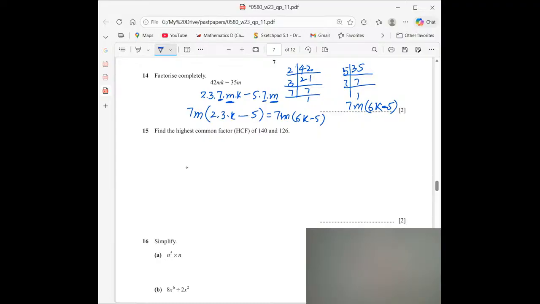Now we move to question 15, where we find the highest common factor, HCF. In terms of numbers, it is also called the greatest common divisor. That is the same thing. So what is HCF? 140, if we split it into its factors, by the same table method. So let us do it.